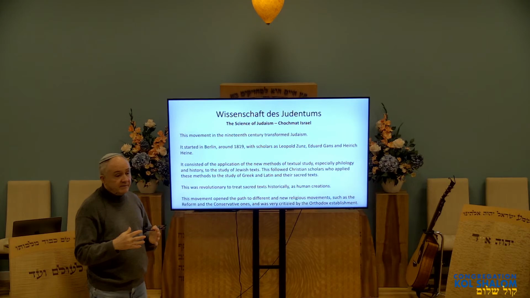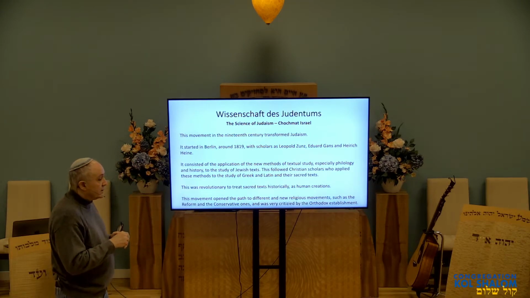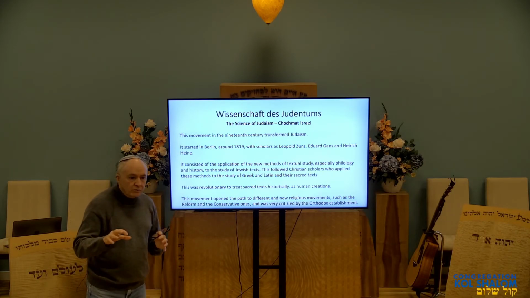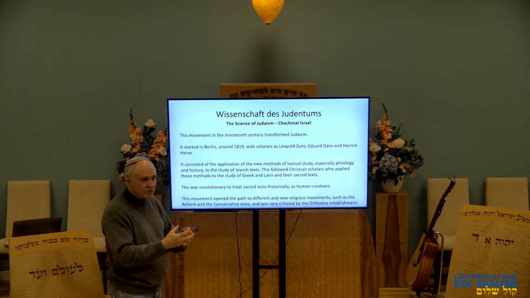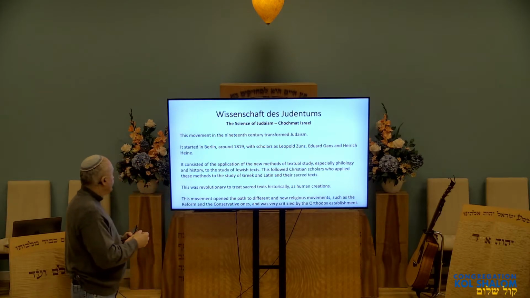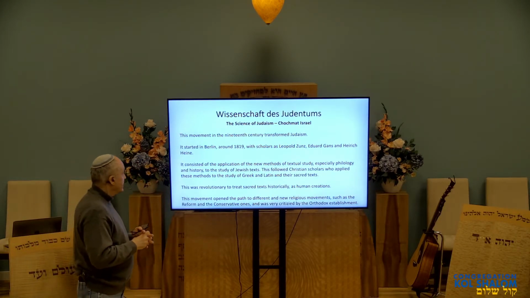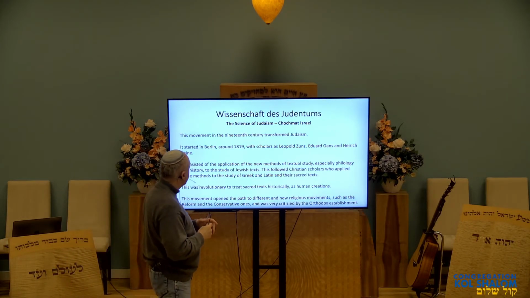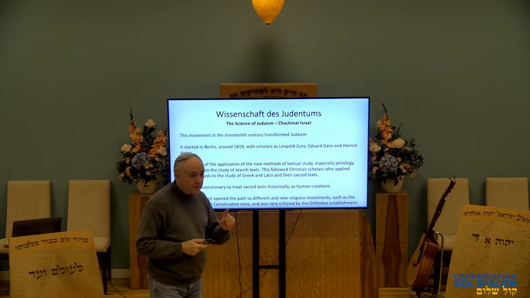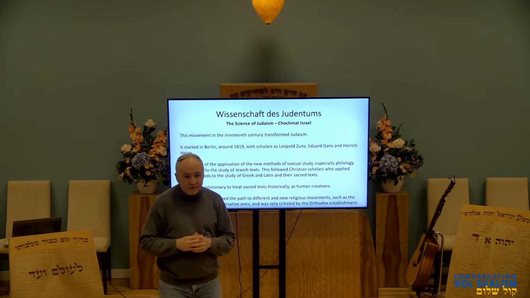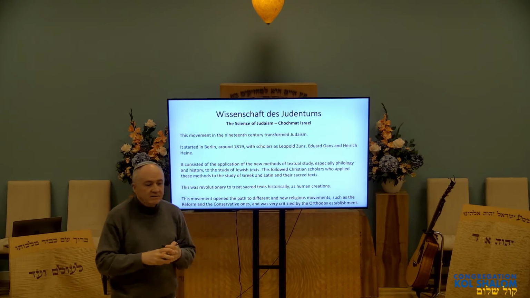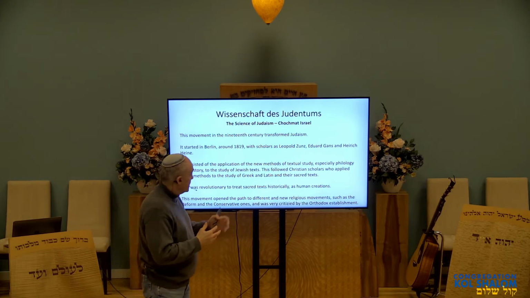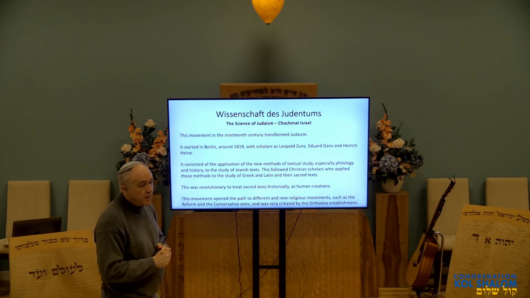This was a movement in the 19th century that also, like the Enlightenment, transformed the way of approaching Jewish texts. It started in Berlin around 1819 with scholars like Leopold Zunz, Eduard Gans, and Heinrich Heine. By the way, Leopold Zunz was a Reform rabbi. And then Abraham Geiger, another important Reform rabbi that I didn't write here.